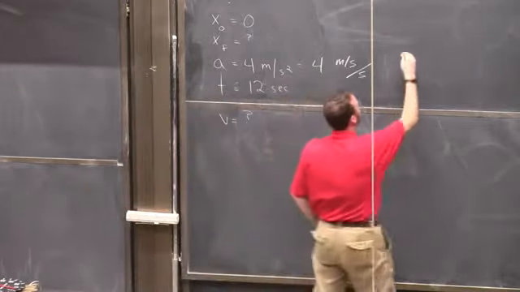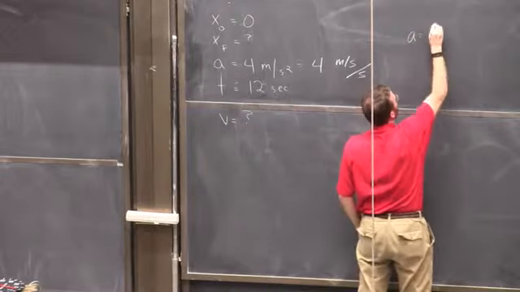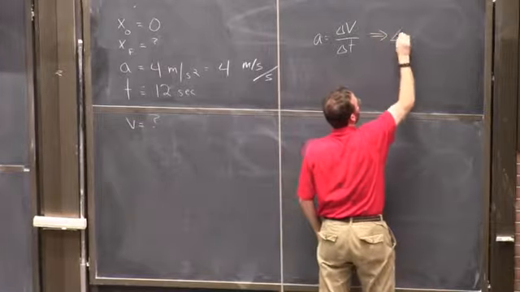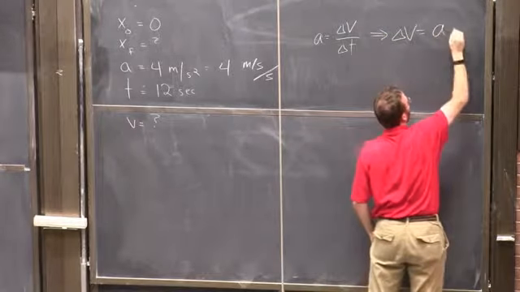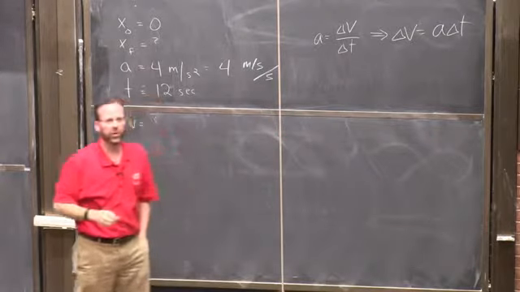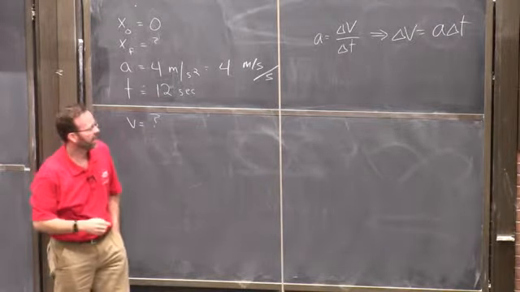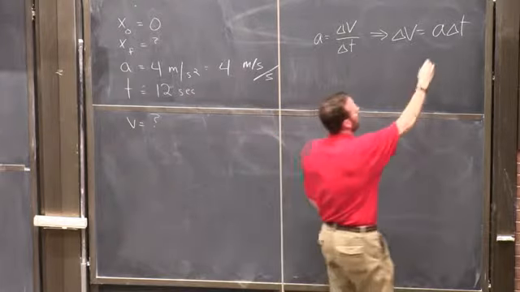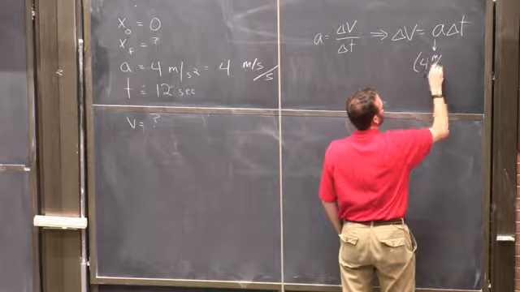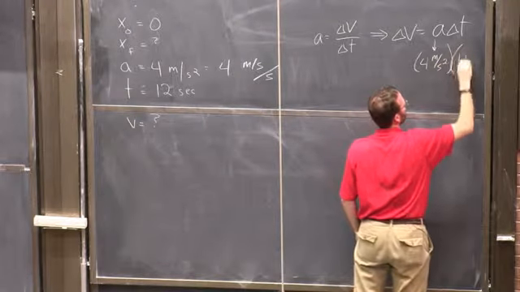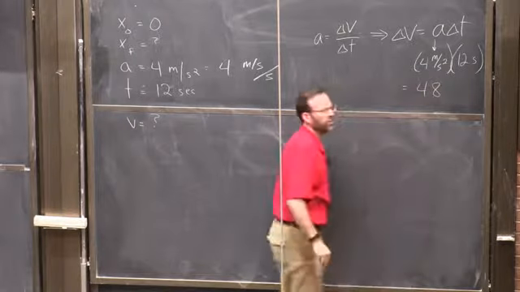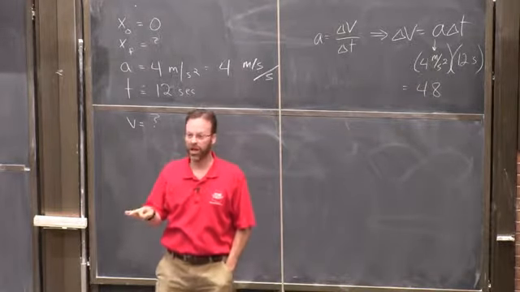Equation-wise, our guide to thinking, acceleration was a change in velocity with time. So I'm going to rewrite that as the change in velocity is acceleration times that change in time. We've seen these before. And can you tell that this is the acceleration, 4, and the time is 12. So yeah, you get 48.